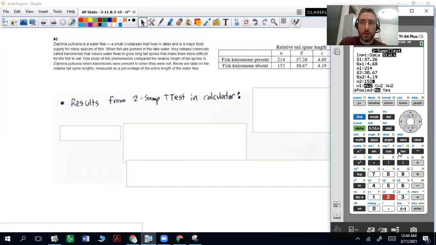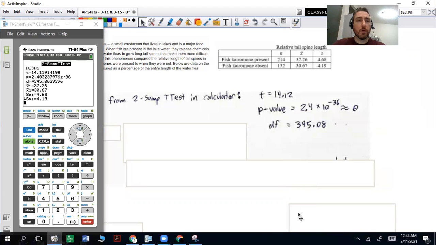Everything should look correct there. Double check that. Enter those in your calculator yourself. This is a greater than. So make sure that's greater than. Never select pooled. And go down to calculate. And here are our results. We gotta report t, your p-value, and degrees of freedom. You don't have to write in any formulas. Your t is 14.12. Your p-value is 2.4 times 10 to the negative 36 power. You can say it's approximately 0. And your degrees of freedom, just report that right there, 345.08.